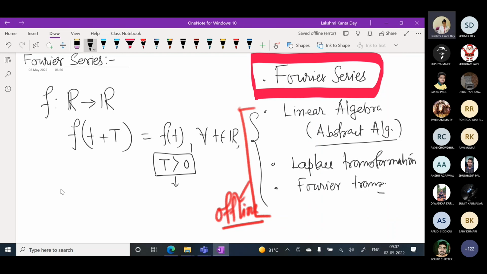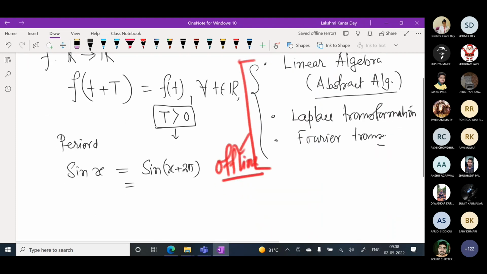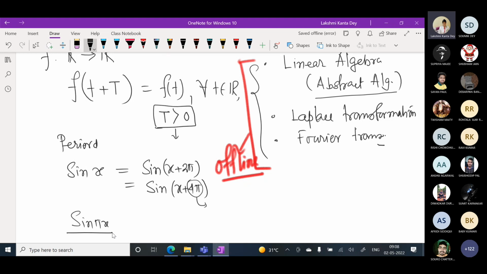For example, sine of x is a periodic function, and I can write sine x is equal to sine of x plus twice pi, right? Even it is equal to sine of x plus 4 pi. But can you say that this 4 pi is the period of the function? No, because this is not the least positive number. The lowest positive T for which this holds will be 2 pi. So the period of the function is 2 pi. Similarly, you can find the period of sine pi x and several other functions.